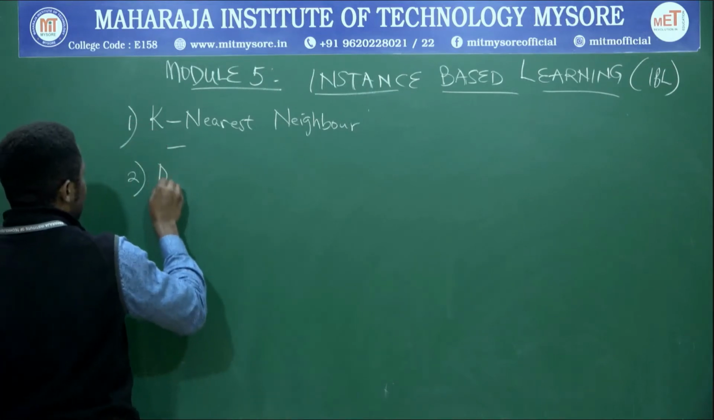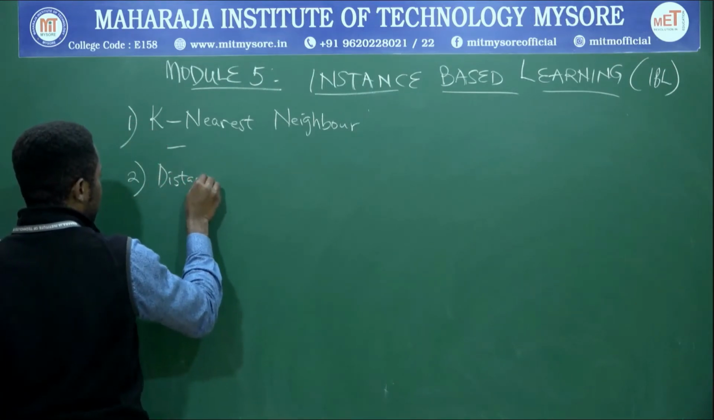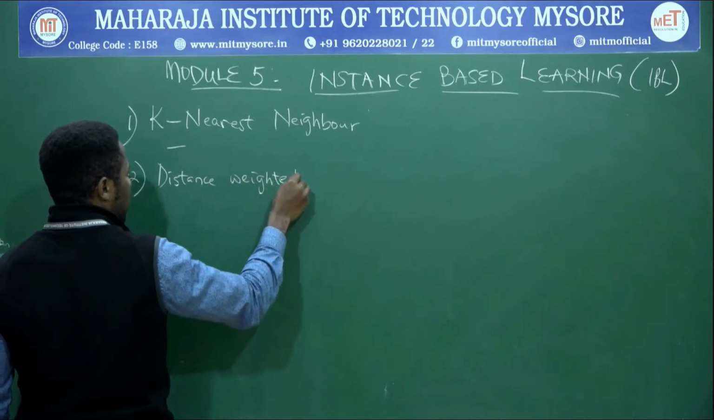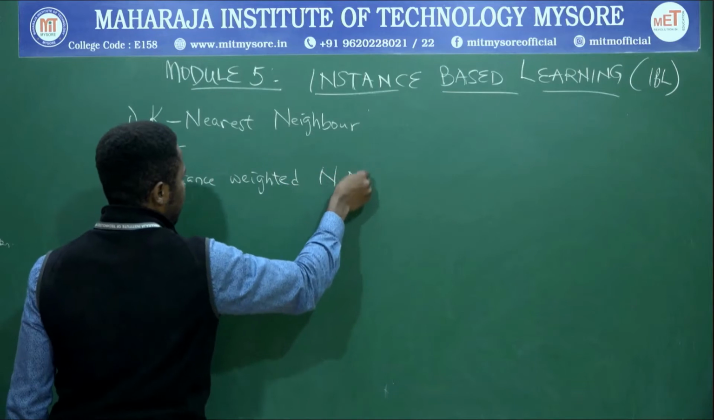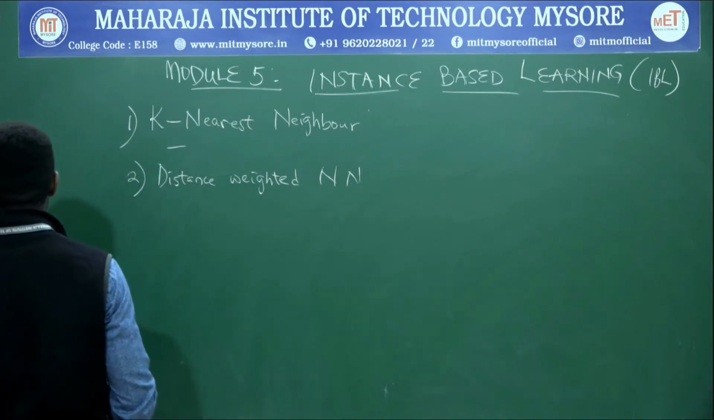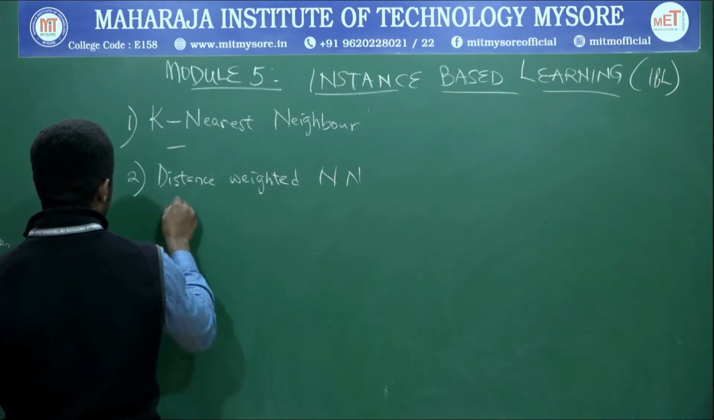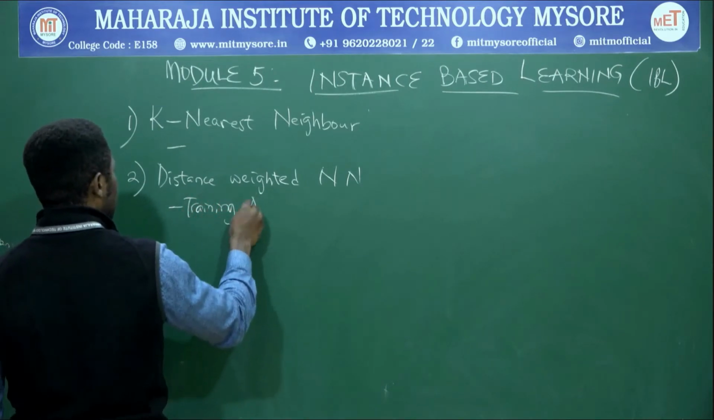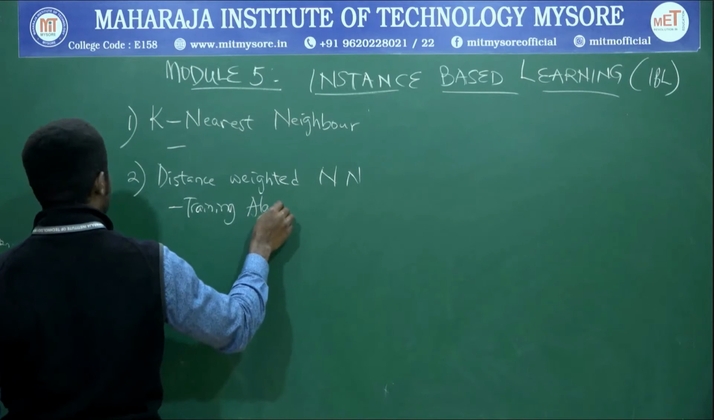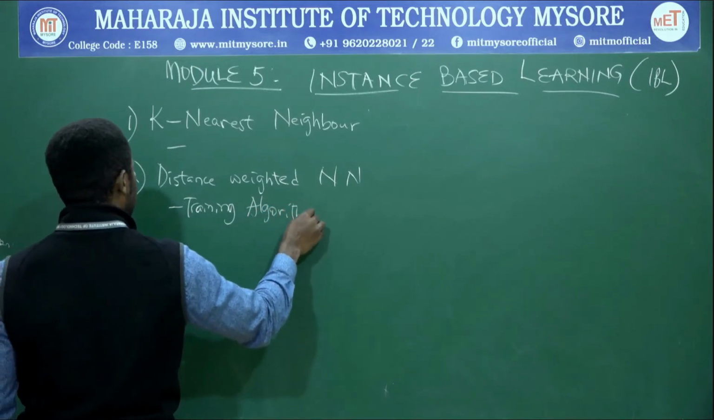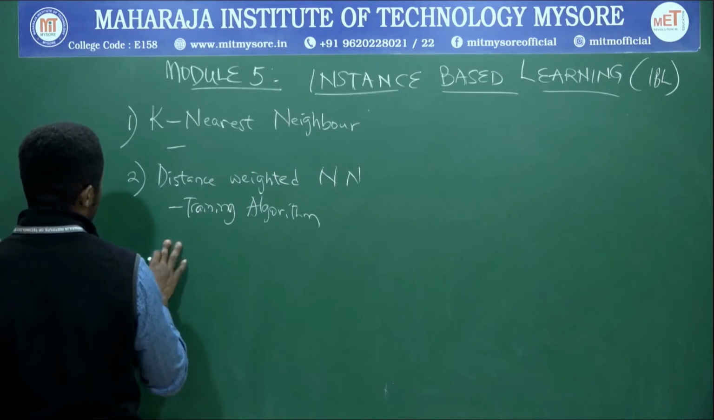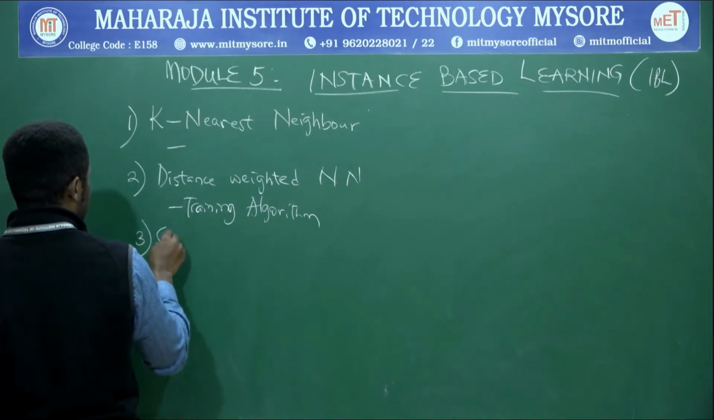Okay? So distance weighted. Now I'm going to use NN for short, nearest neighbor. Okay? And then in here we look at the training algorithms. I've used algorithm for short. Okay, fine. Followed by some terminology. So I think we look at some terminologies here.